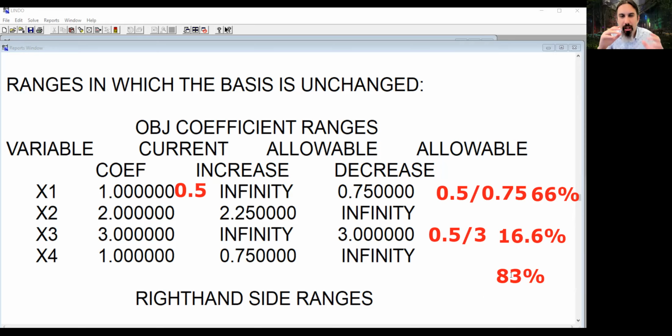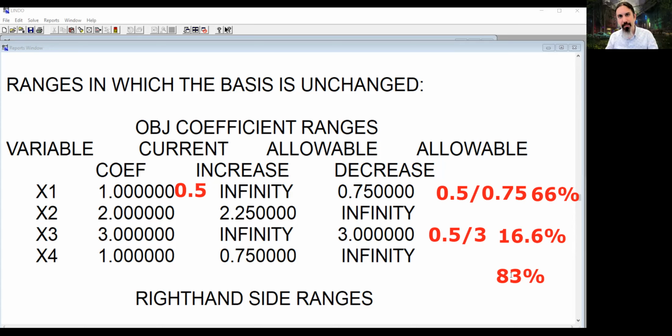Now this 83% is less than 100%. So the solution is still optimal. As long as this change in percentage, the sum of all the changes in absolute values, is less than 100%, the solution is still optimal. We can say that this solution is still optimal. This is accepted.